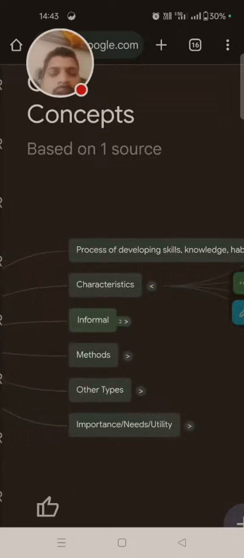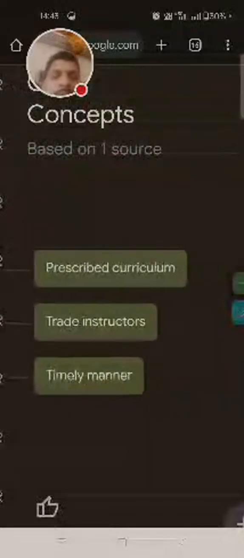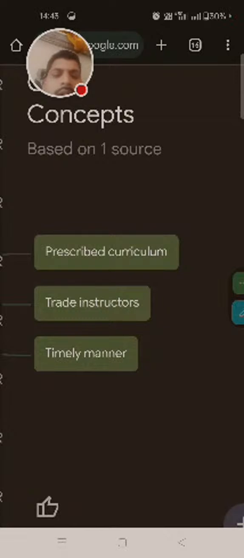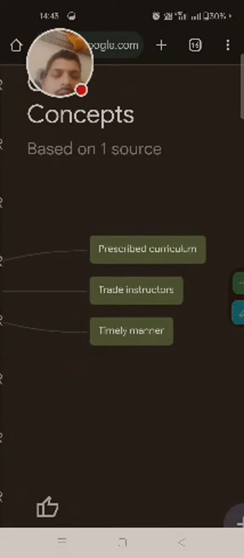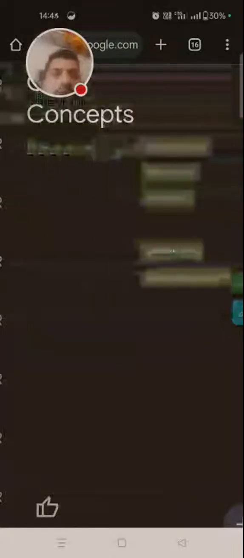Then comes the types of training. Formal training has a prescribed curriculum, a trade instructor, and a timely manner. Then comes informal training. It is learning by doing and under the guidance of senior executives.